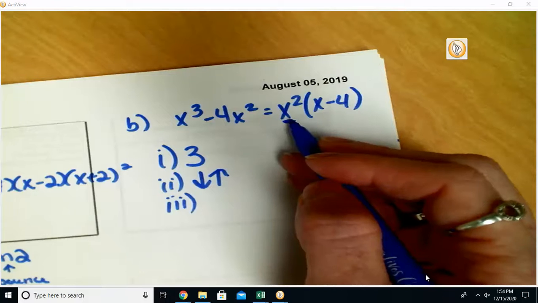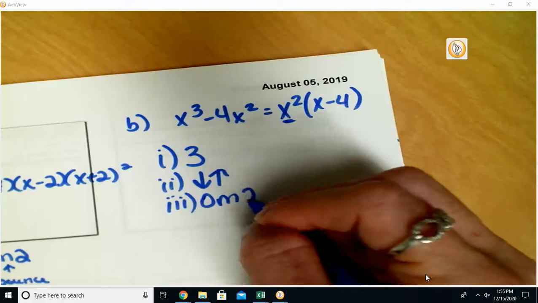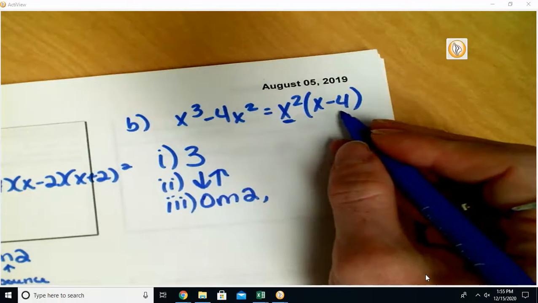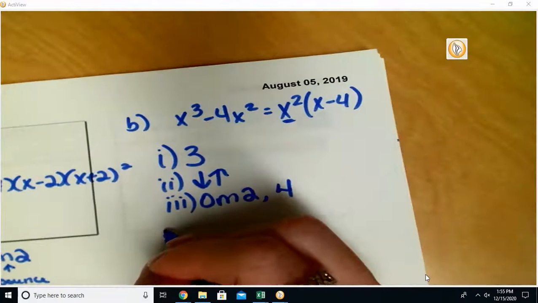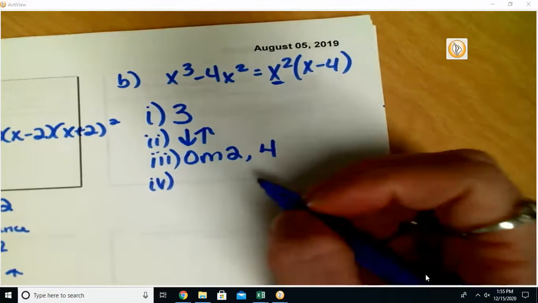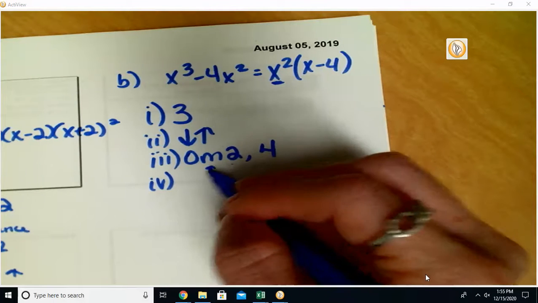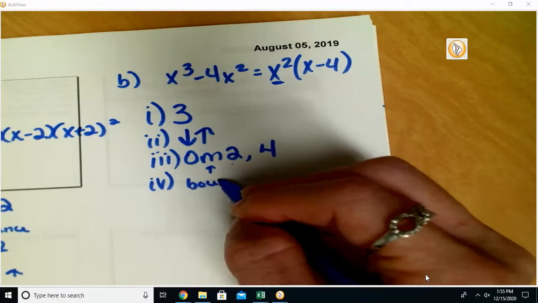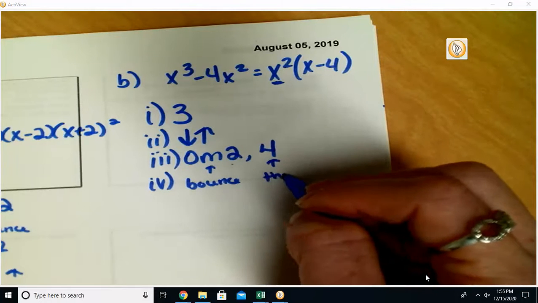It's just a plain x, that would be 0, since it was squared, multiplicity 2, and 4. Okay, will the graph go through or bounce? Remember, that's based off the multiplicity. So if it's an even, the graph will bounce. 4 has an odd multiplicity, so it will go through.